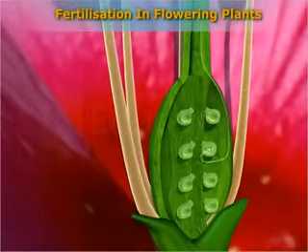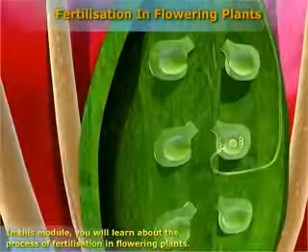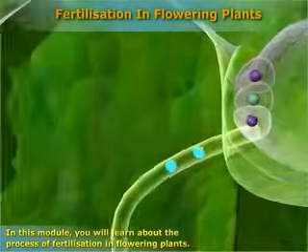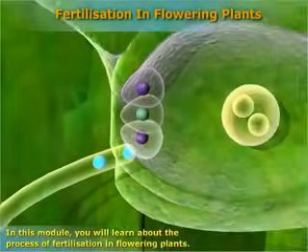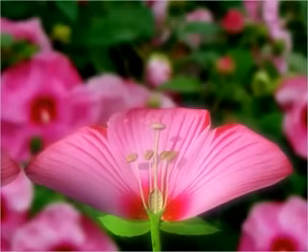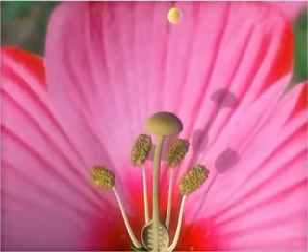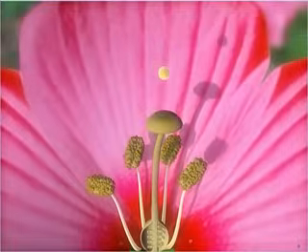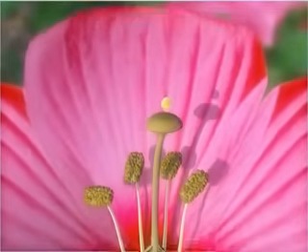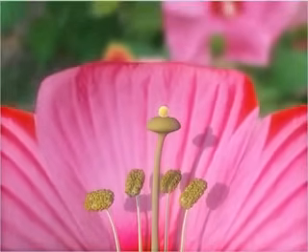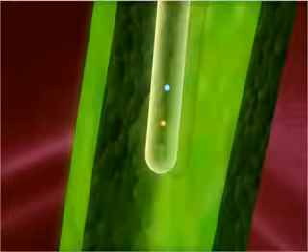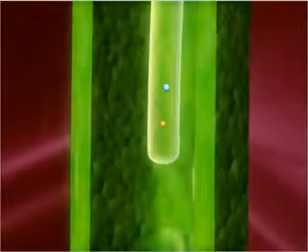Fertilization in flowering plants. In this module, you will learn about the process of fertilization in flowering plants. Fertilization in flowering plants is defined as the fusion of a male gamete carried by pollen with a female gamete present in the ovule to form a diploid zygote, which later develops into an embryo.